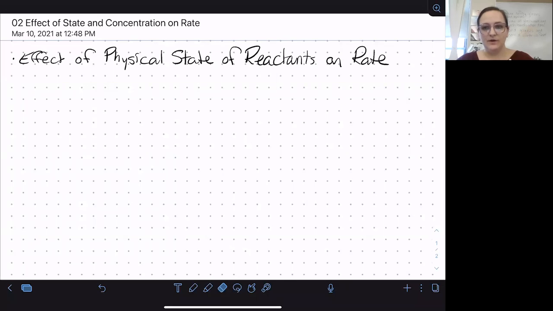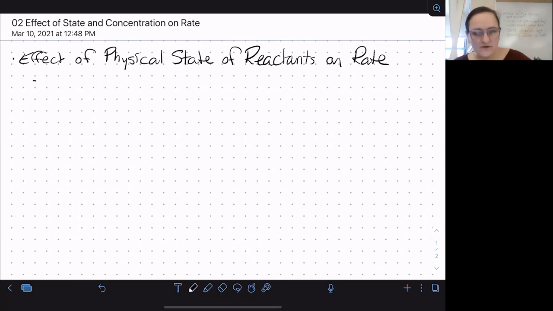So in this video, we're going to be discussing two different experimental factors that can affect the rate of a chemical reaction. And the first one is the physical state of the reactants. So we're going to be drawing these back to the idea we discussed in the previous lesson of collisions as the basis for chemical reactions.